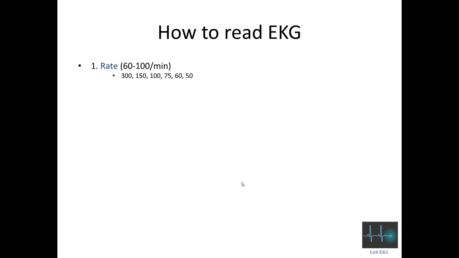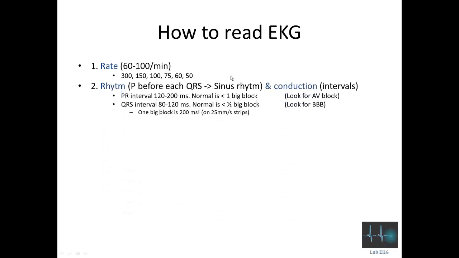Now, to summarize quickly, we first determine rate just by visually counting big blocks between R waves, and remember, this is 1 big block between each on a 25 mm per second strip and 2 big blocks on a 50 mm per second strip. Secondly, we'll look at rhythm and electrical conduction in the heart.